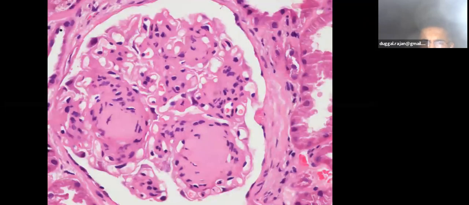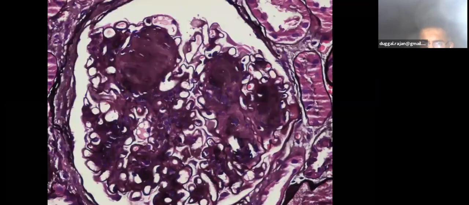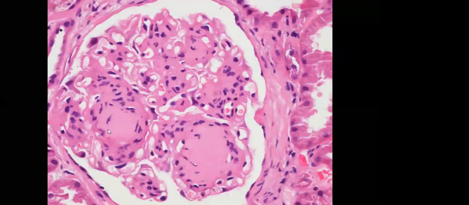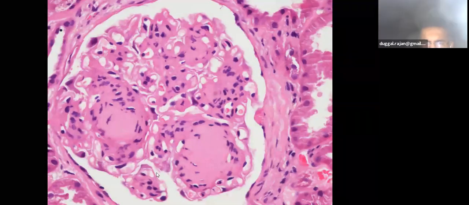So look at this morphology. Tell me what are your differential diagnoses? This is an H and E stain. This is a silver stain. This is albumin IF. Again albumin IF. So this is the pattern. So you can see these kind of lesions.